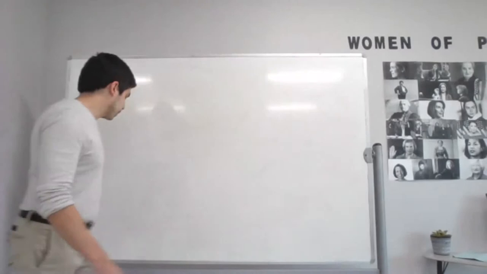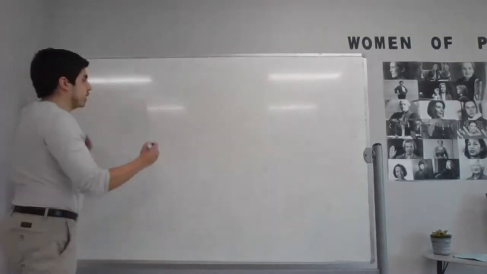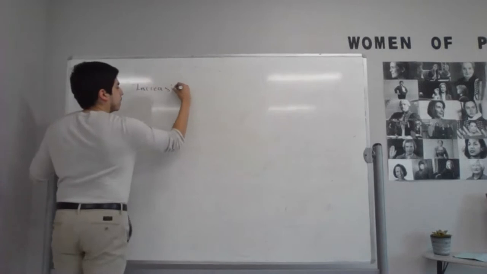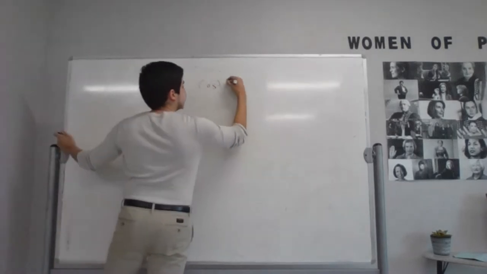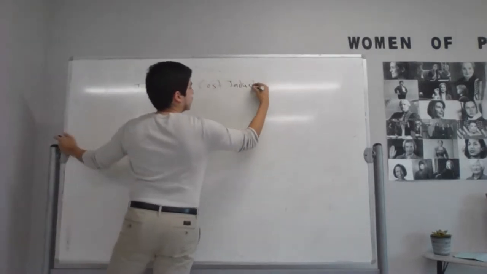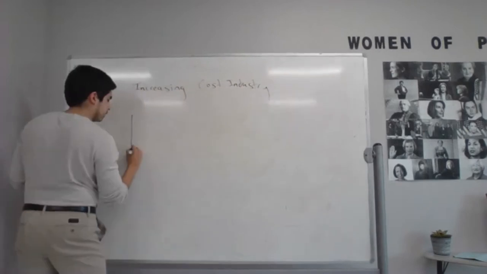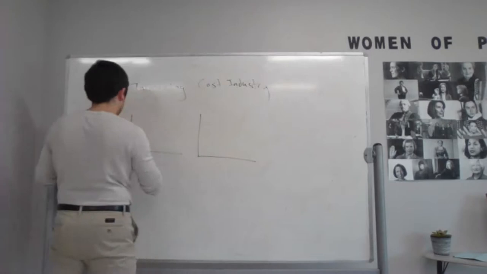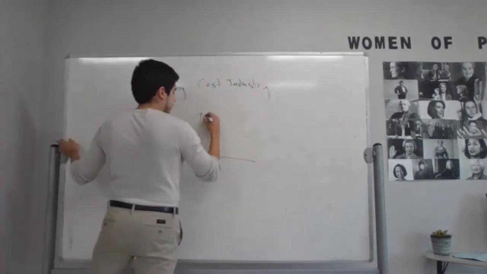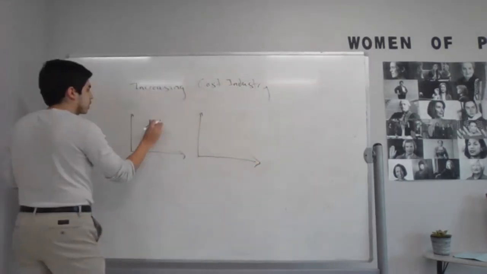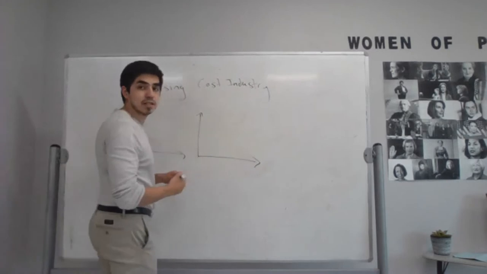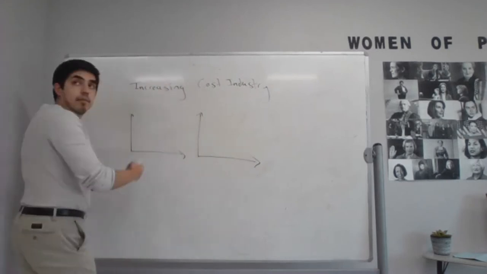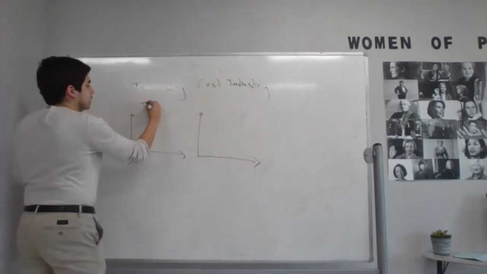So I'm going to work on this board. And right here, I'm going to show you an example of an increasing cost industry. I think it's reasonable to suspect that there are certain production dynamics that suggest that the electric vehicle market might be an increasing cost industry, or it could be a decreasing cost industry. So I'm just going to say this is Tesla.